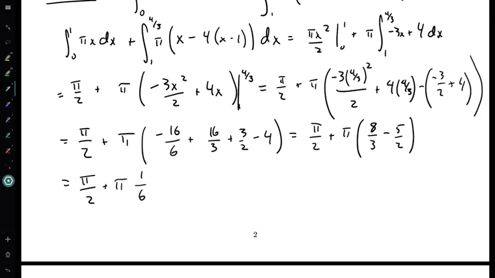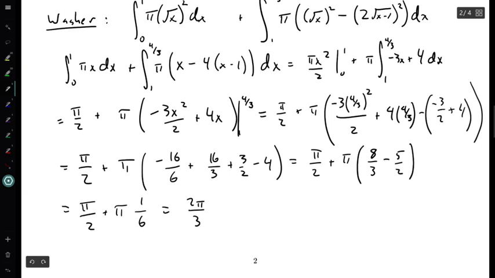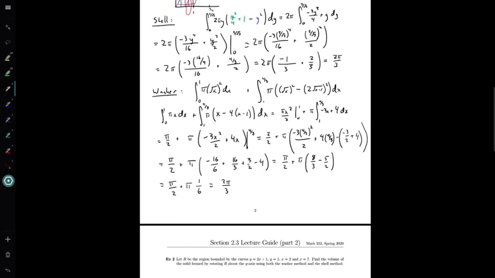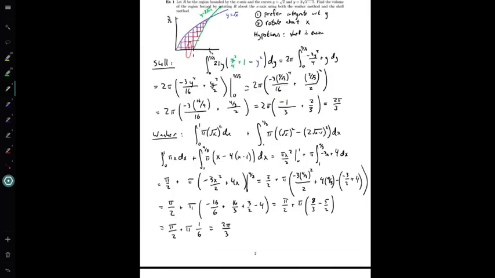And now I notice that I've got pi over 2 plus pi over 6, and that is exactly 2 pi over 3. So in the end, both of these methods gave us the same answer. We've got 2 pi over 3 coming out of both of them for this volume, which is great. If we got different answers, then we would have a problem here. But we got the same answer.